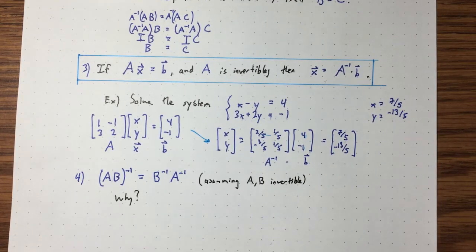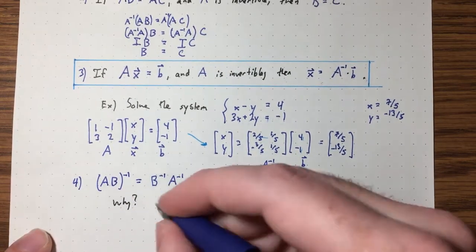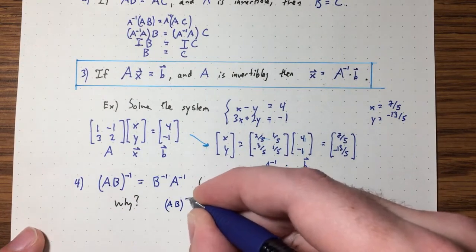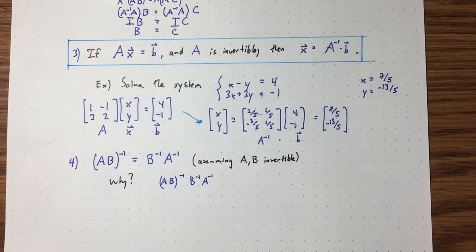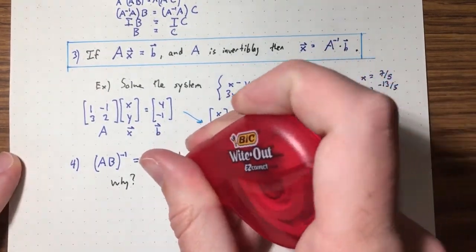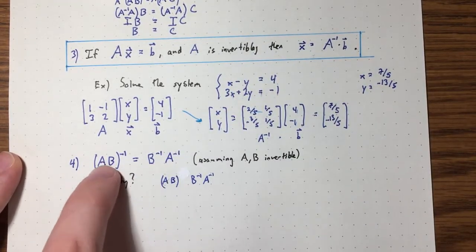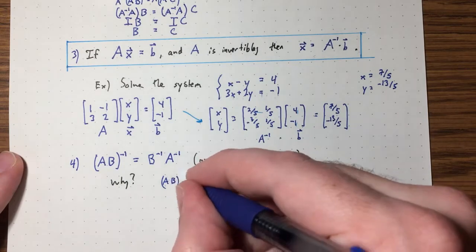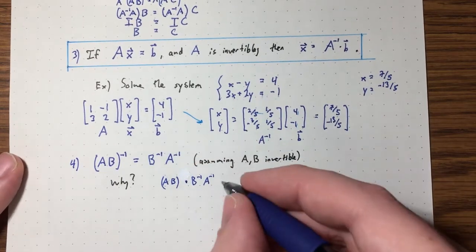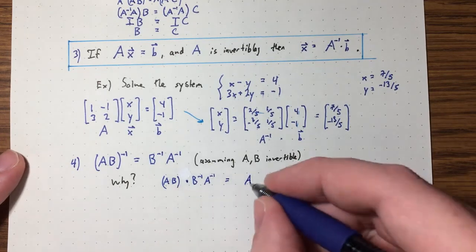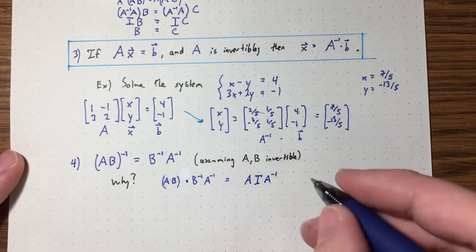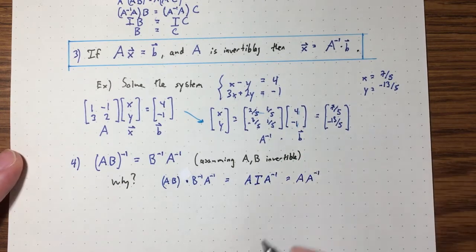Okay, so why is this true? Well, if this is the inverse of AB, I should be able to multiply AB times this, on either side, and get the identity. And you see that I do, because I can group them however I want. So it's just B times B inverse, which is I. But A times I is just A, and then A times A inverse is the identity.